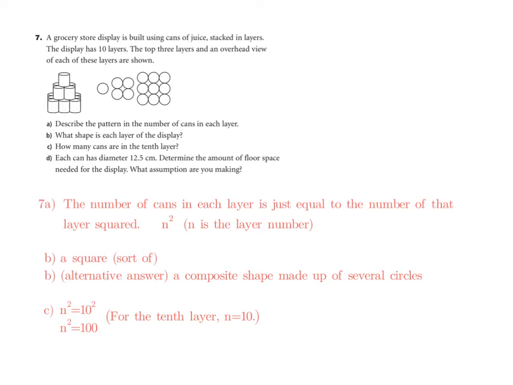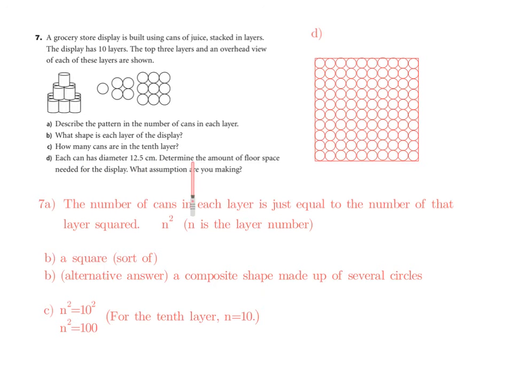Right, part D, we'll do it up here. Each can has a diameter of 12.5 centimeters. Determine the amount of floor space needed for the display. What assumption are you making? So you can look at it a few different ways. The circles are touching each other, but there's space in between all the circles still. But that floor space isn't really going to be usable. The floor space between the cans isn't going to be usable.